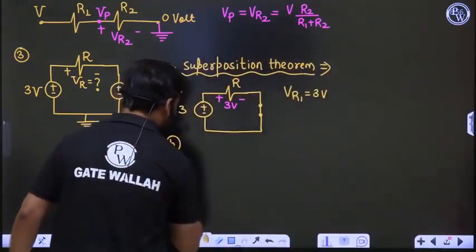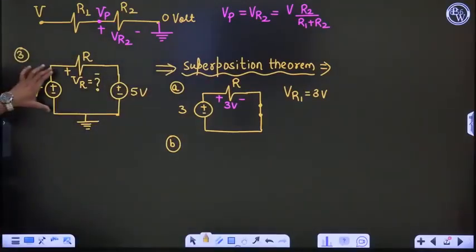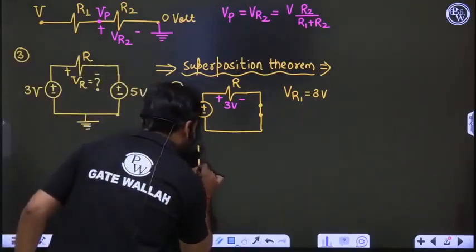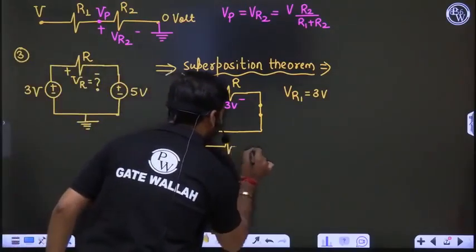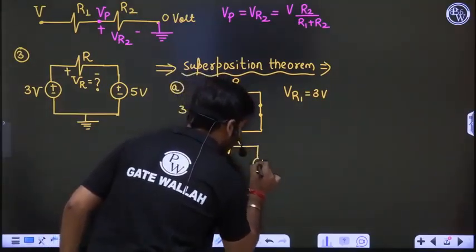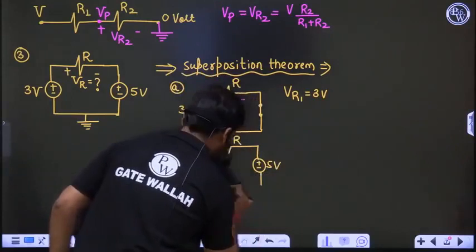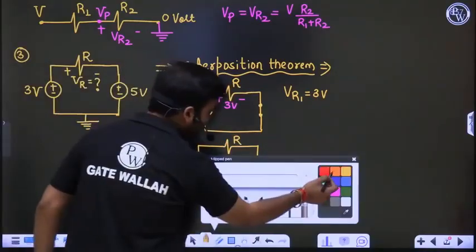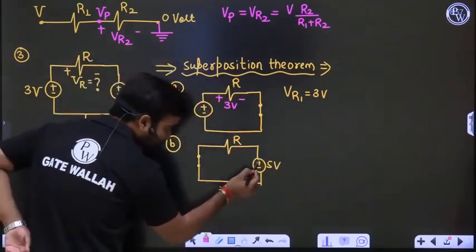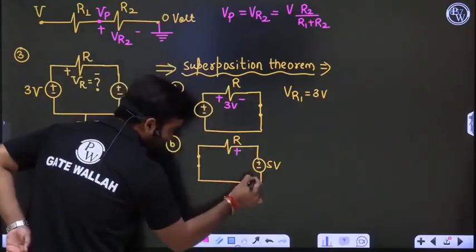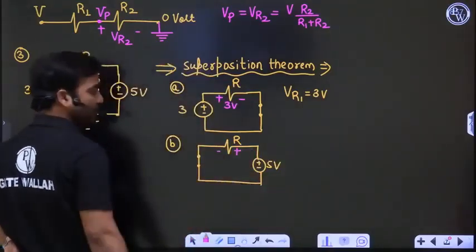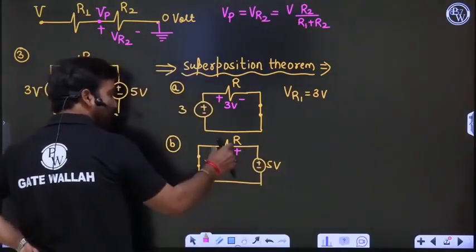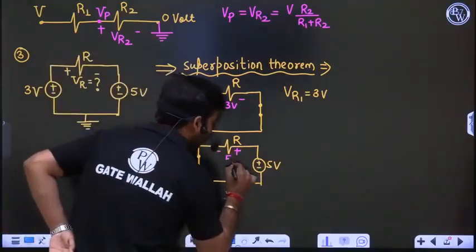In case B, we will switch off this 3 volt and switch on this 5 volt. So the 3 volt source is switched off, R is available, and this 5 volt is now available. This is your 5 volt. Now in this case, again only a single battery is there. Now how many volts? Because only one battery and one resistor are there, the complete 5 volt will be across this resistor R.